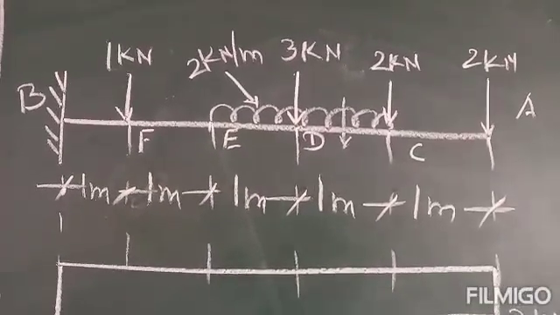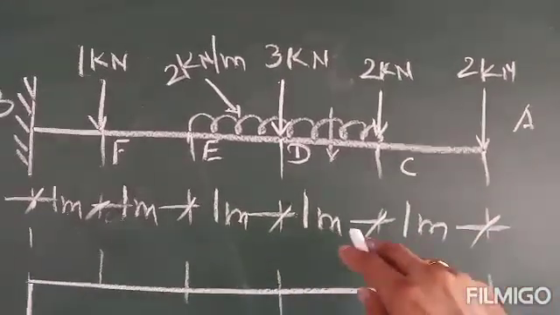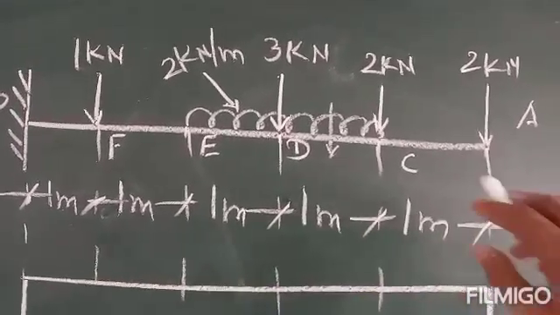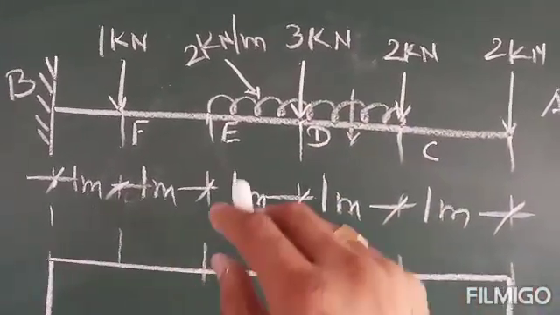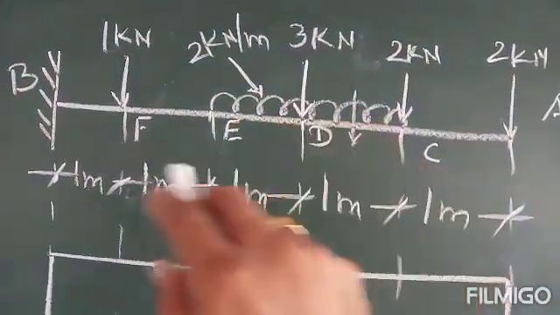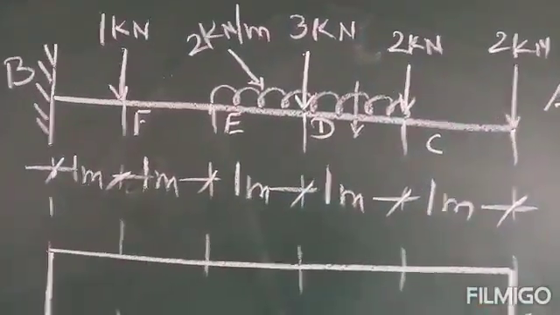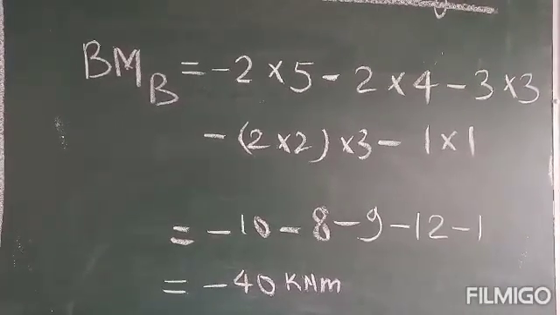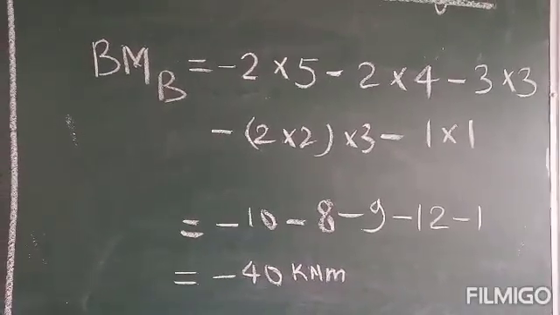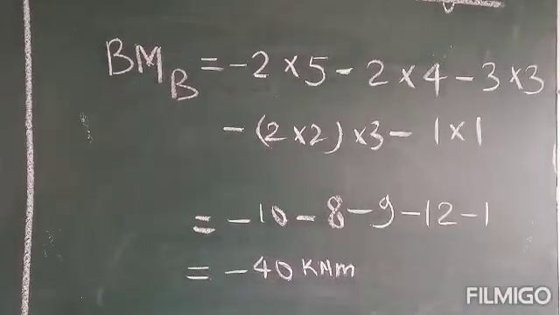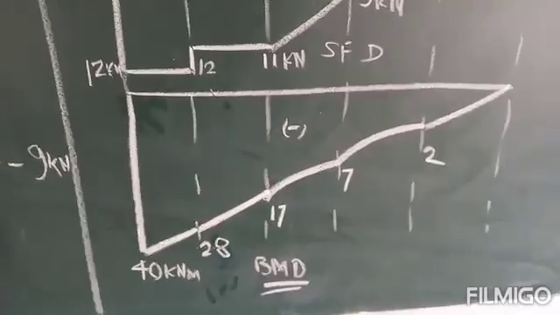Next, finding the bending moment at B. For this, 2 kilonewton multiplied by 1, 2, 3, 4, 5, 2 into 5 minus. Then this 2 into 4 minus. This -3 into 3 minus. Then this UDL 4 kilonewton at a distance of 3, -4 into 3. Then at point F, 1 into 1. So this bending moment at B comes to -40 kilonewton meter, and we have to show all this in the diagram. All these values come negative, so the diagram is shown on the negative side, the bottom side. This is the bending moment diagram.